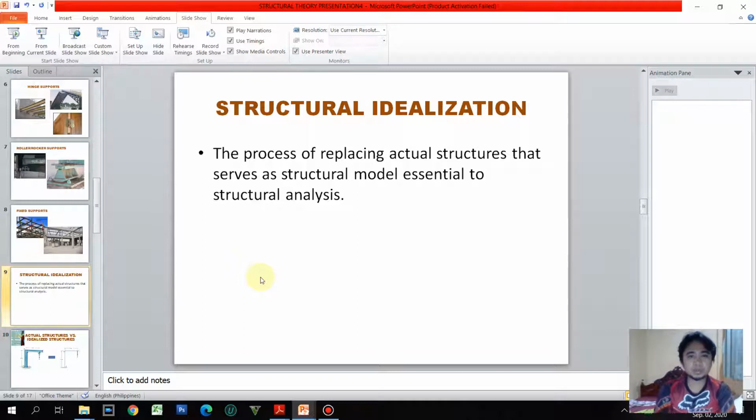So we move on to structural idealization. This is the process of replacing actual structures with a structural model essential to structural analysis. Of course, when we perform structural analysis, we do not want to have a diagram or a model that is so complicated. So we want to simplify our structural model to come up with our analysis, right?